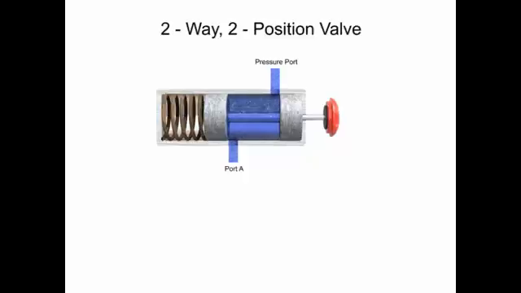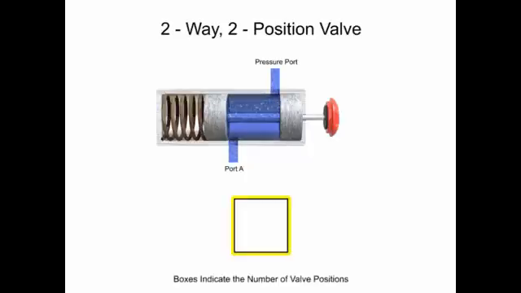To simplify fluid system drawings and schematics, all valves can be represented graphically. Boxes, sometimes called envelopes, are used to indicate the number of valve positions. Since this is a 2-position valve, its graphic representation has 2 adjacent boxes. Continuous lines are used to indicate fluid flow between ports.